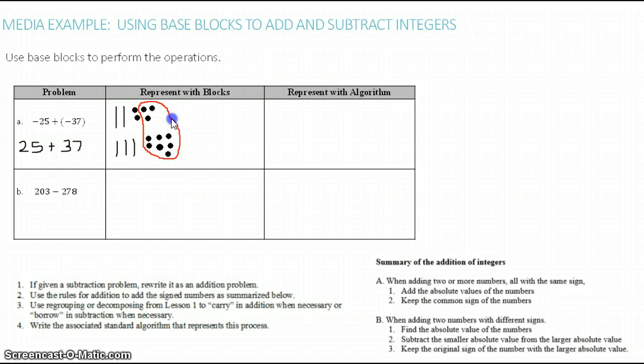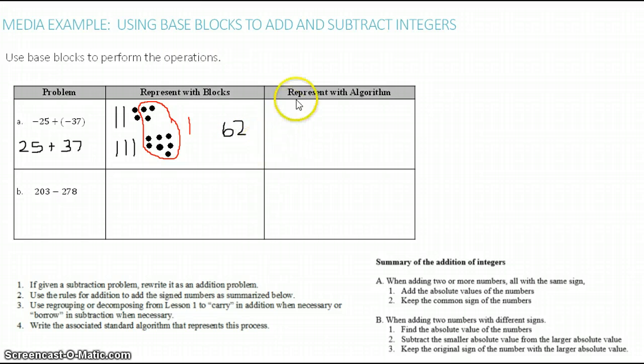We can regroup these 10 units as one rod. So I'm going to circle this in red and then put a rod right next to it so we know that we've replaced this with a rod. So our result is 10, 20, 30, 40, 50, 60, 6 rods and 2 units. So we have a result of 62.